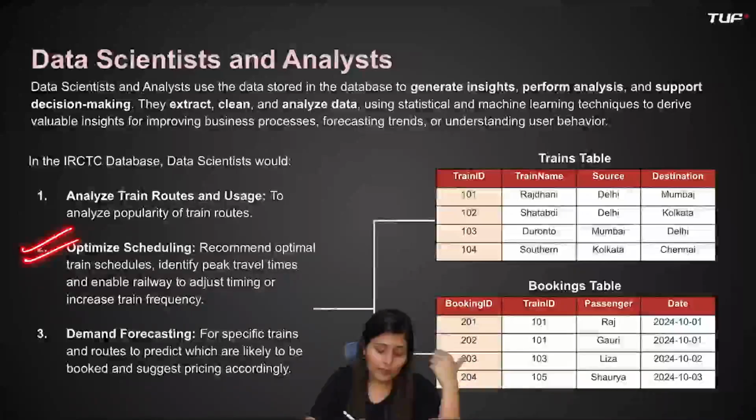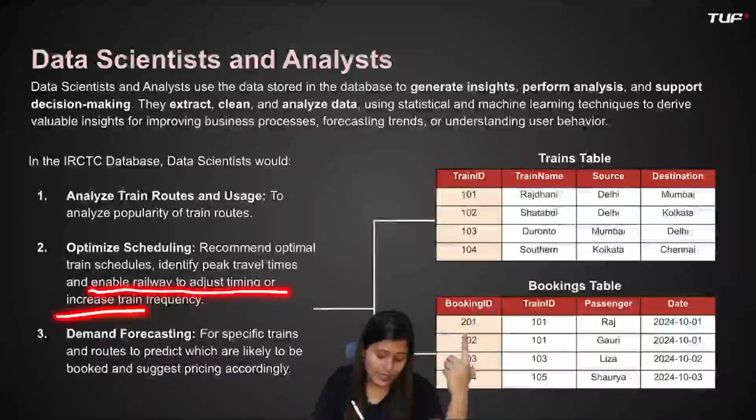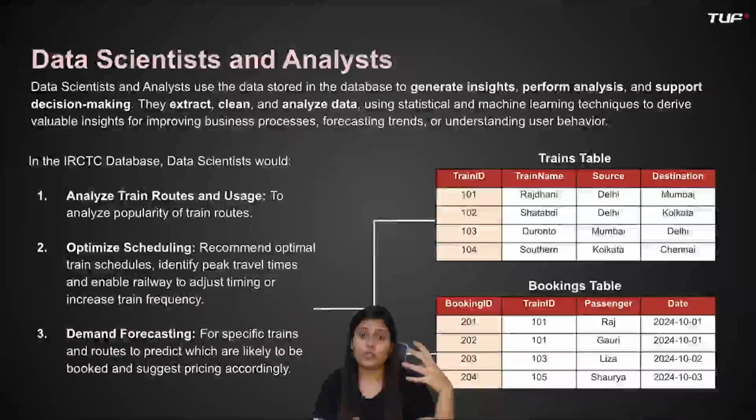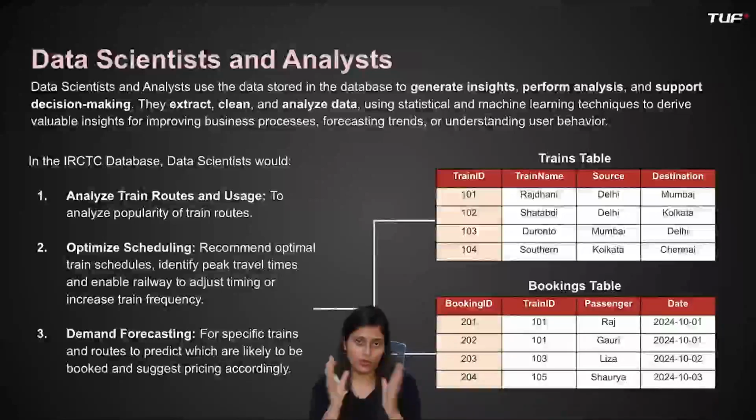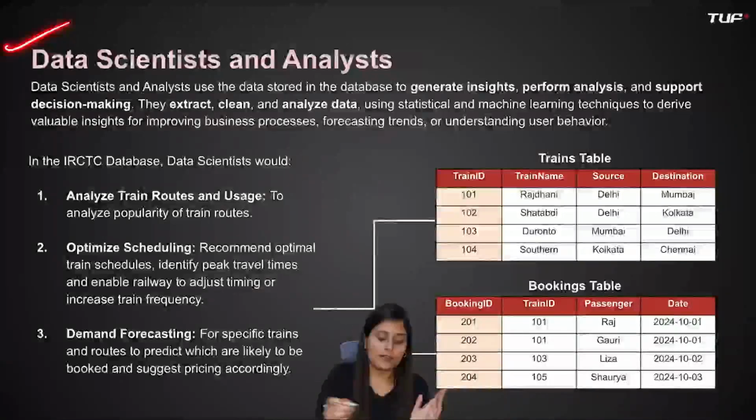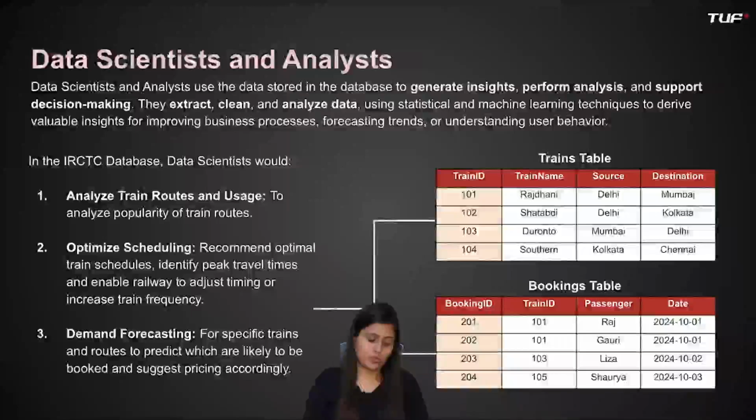So basically they optimize scheduling. They recommend optimal train schedules, identify peak travel times, basically when the traffic will be high, and enable the railway to adjust timing and increase train frequency, like how some trains might get delayed to let other priority trains go, and how that decision will be made. Data scientists and analysts are responsible for this.